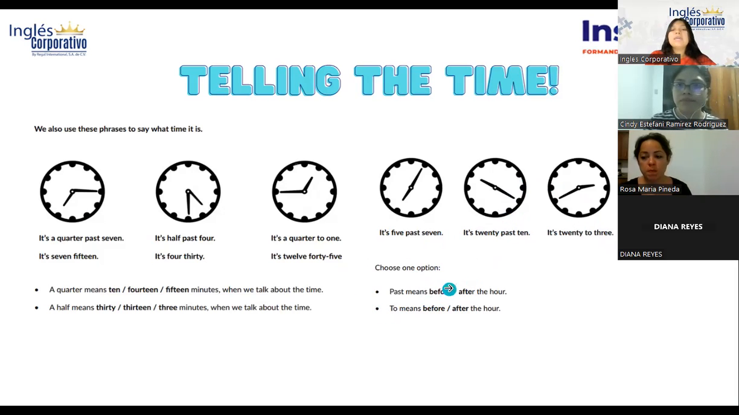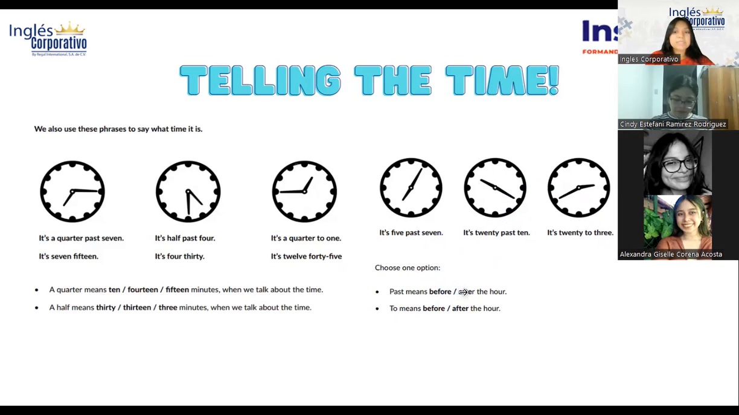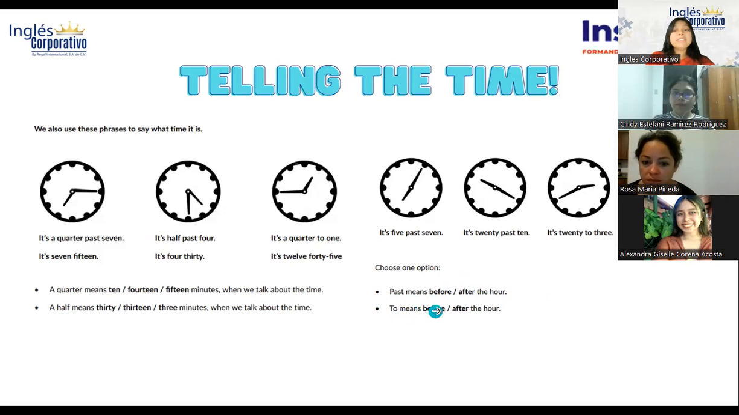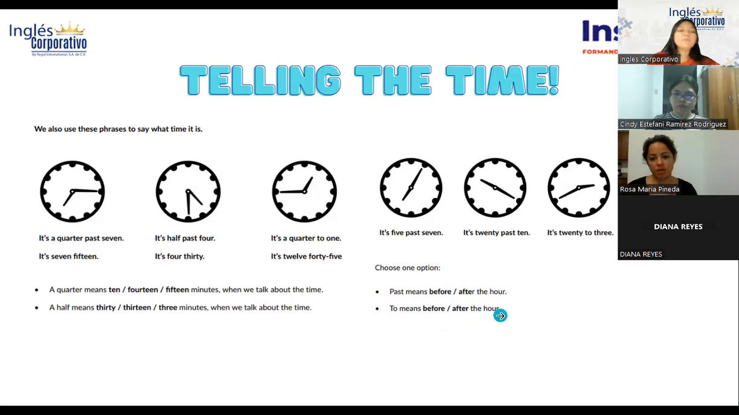Ahora, ok. Before and after. ¿Qué significa before? Antes. And after. Después. Yes. Entonces, past means before or after the hour. Past significa antes o después de la hora. Past. Después. Entonces, después se dice after. After, okay. To means before or after the hour. Before. Antes. Muy bien.